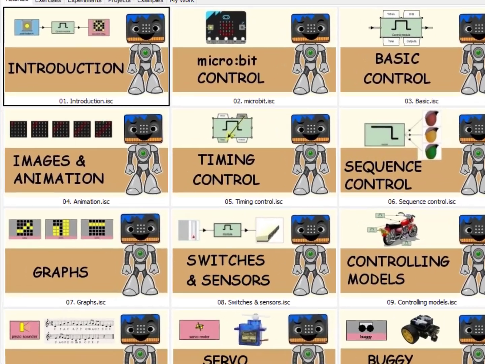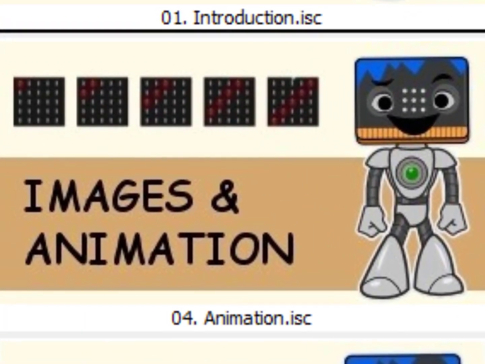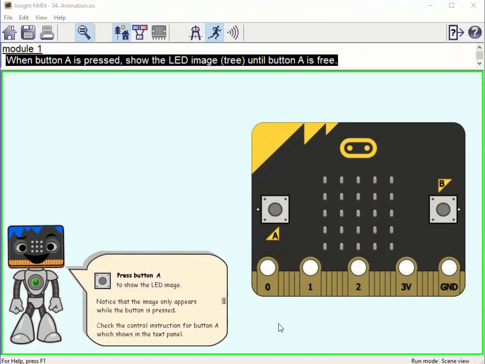This tutorial will help you learn how to create images and animations for the microbit LEDs. Here you can see a simulation of the microbit working in run mode. You can tell that this is run mode because the run mode button is highlighted and there is a green border around the window.